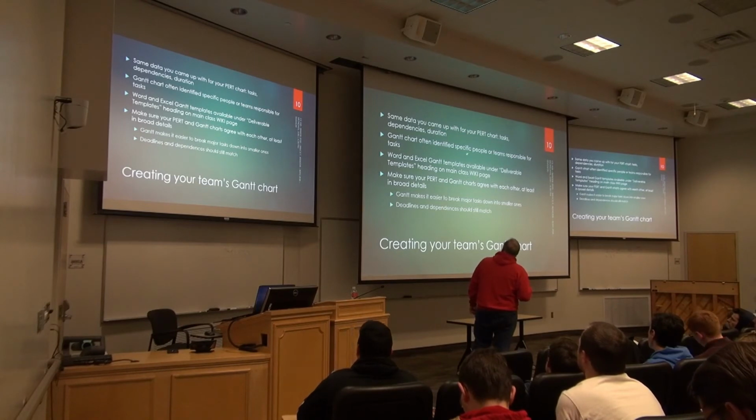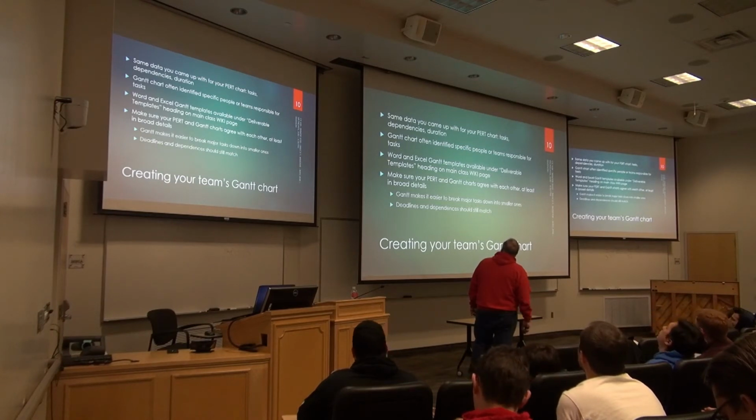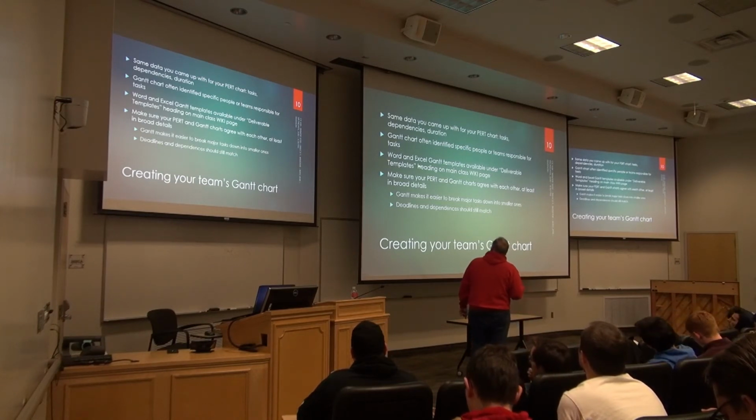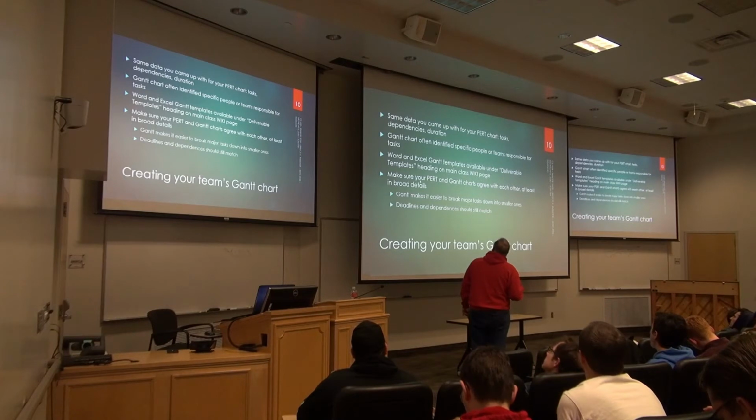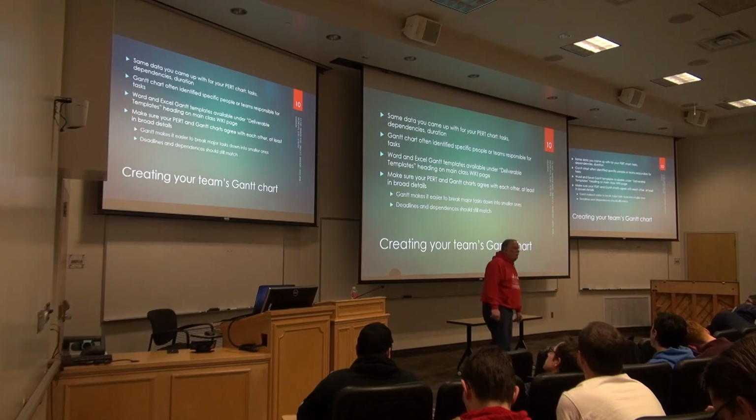A Gantt chart often identifies the specific people or teams responsible. PERT charts often don't. Again, there are Word and Excel templates available. I've got those on the wiki page. I think I've also got them on the website. Make sure your PERT and Gantt charts agree with each other. And a Gantt chart usually makes it easier to break major tasks down into smaller ones. But the deadlines and dependencies should still match.